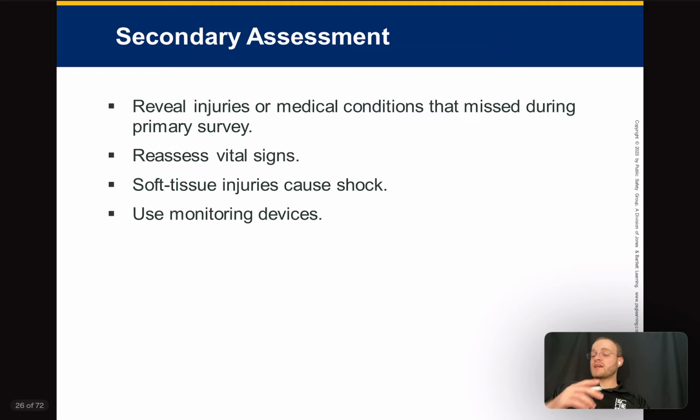Okay. Secondary assessment, remember this can be done en route to the hospital or not done at all. Reveal injuries or medical conditions that are missed during the primary survey. Reassess vital signs. Soft tissue injuries can cause shock.